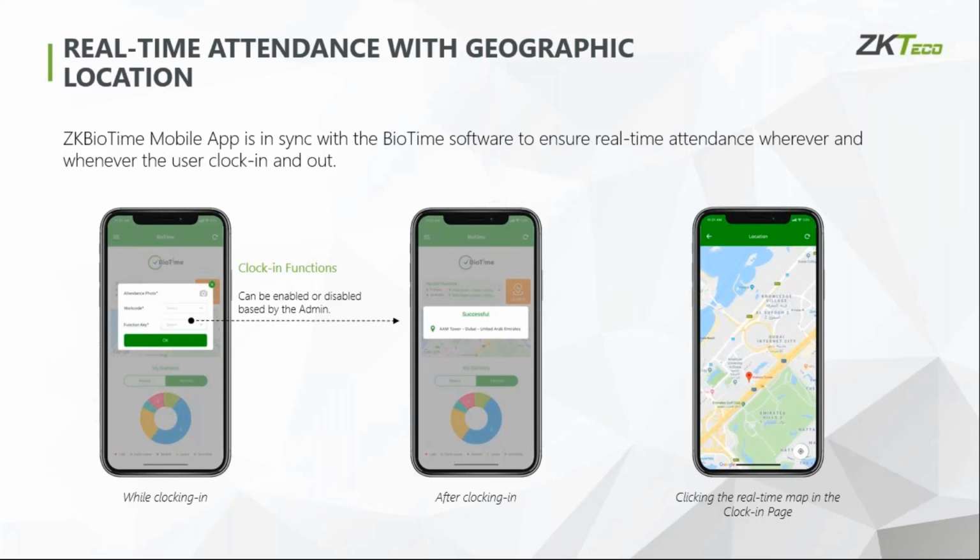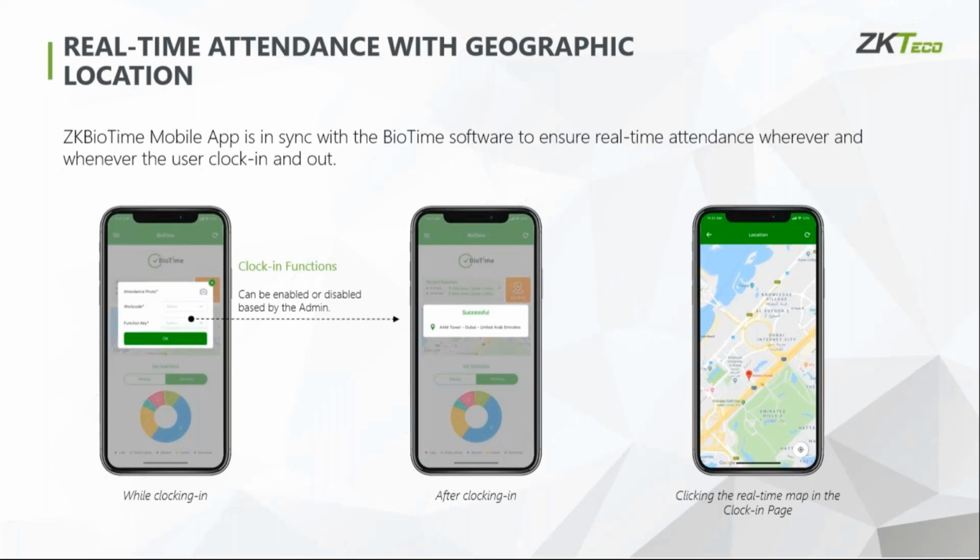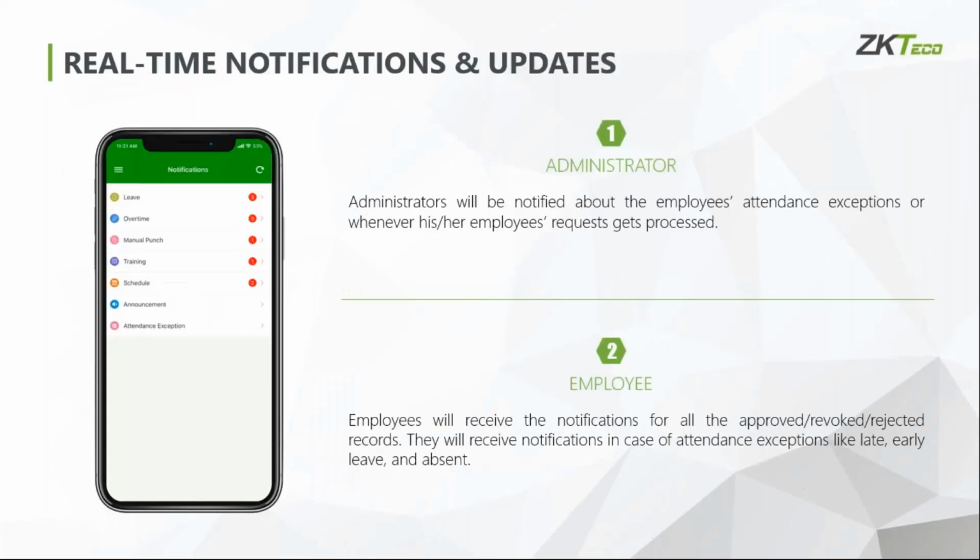And real-time notifications and updates. You can see the notification window here, which is giving all the alerts like leave, overtime, manual punch, training, schedule, announcement, and attendance exceptions. So for the employees as well as administrators, the leave notification means if it is an employee, once it's approved or rejected. If it is an administrator, once a new request comes, something like this. Same like that, overtime, manual punch, training, and schedule request.